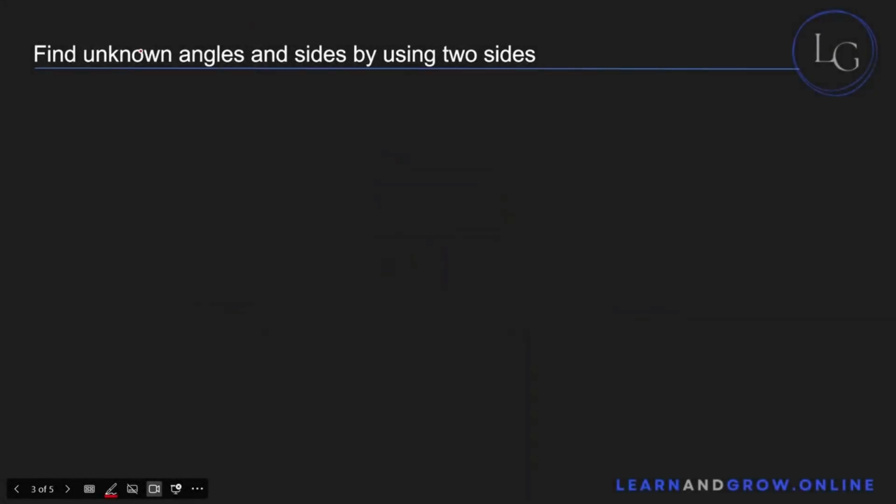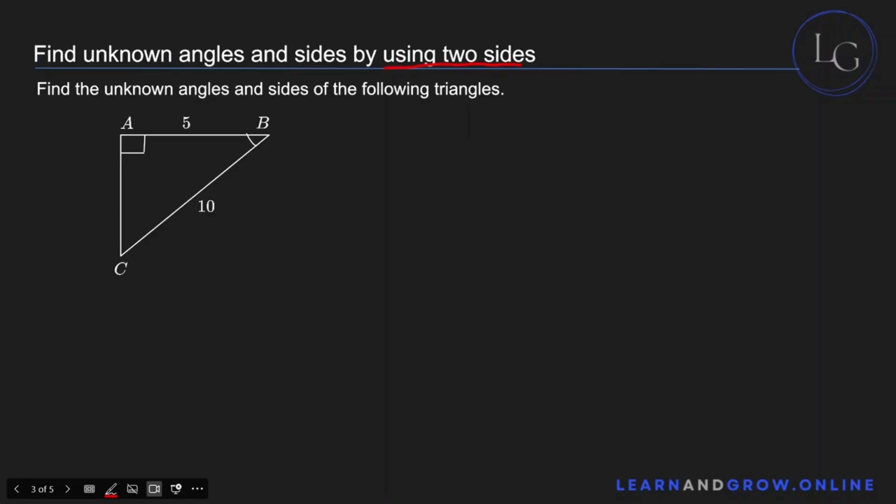Now let's find the unknown angles and sides by using two sides that are given to us. So we saw a question earlier, right? And in it we actually had an angle and a side given to us, so we could find all of the other sides and all of the other angles using those, right? Remember that we're dealing with right angle triangles, so there is always one angle of 90 degrees that is always there.